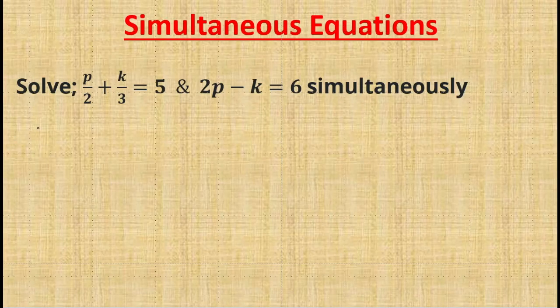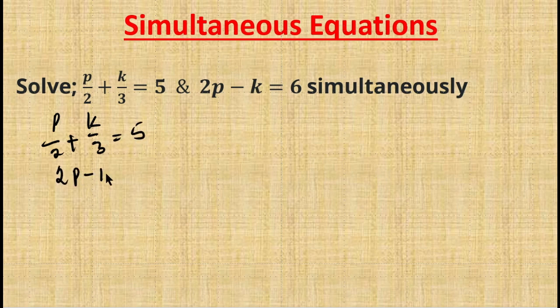We have the simultaneous equations. It wants us to solve p over 2 plus k over 3 equals 5, and 2p minus k equals 6. I'll call the first equation 1, and the second equation 2.